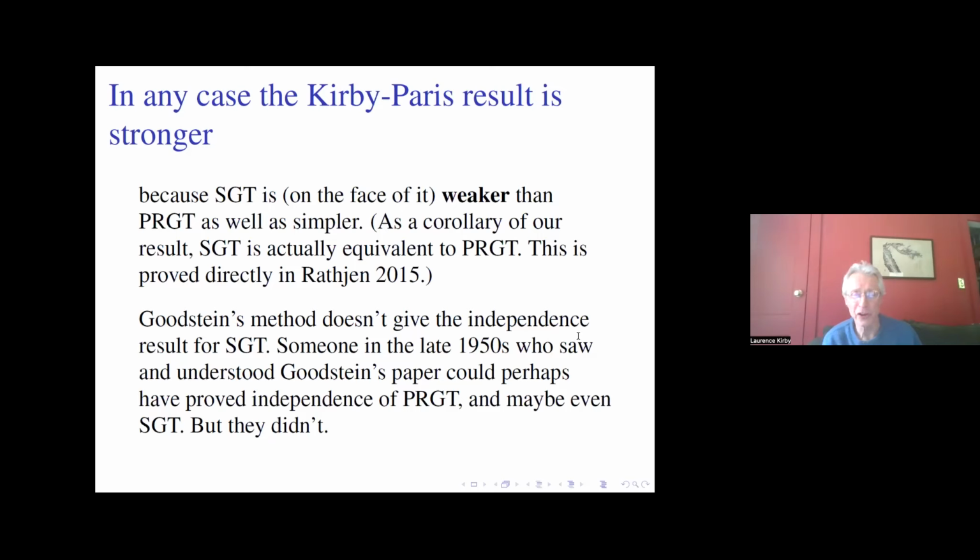So, summary: Goodstein's method doesn't give the independence results for SGT. You have to work harder. And yes, someone in the late 50s could have had the tools to prove PRGT or maybe even SGT, who knows, but they didn't.